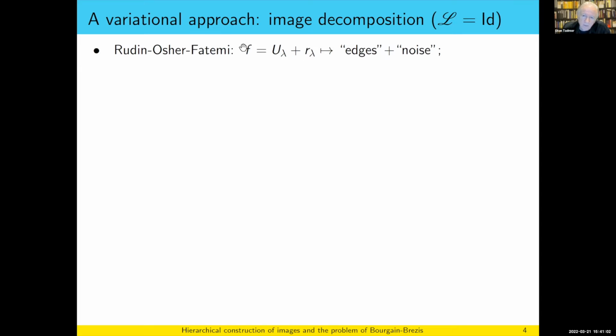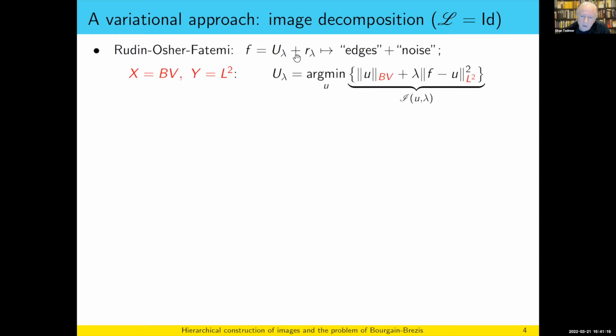So in fact, we observe an image F and we want to decompose it into the original clean image, capital U, at scale lambda plus a noise. The model of Rudin, Osher, and Fatemi, where L is the identity, is just the residual, and suggests to make this decomposition subject to the following choices. Since we have noise, we will measure everything in L2, and it makes sense, therefore, to measure the residual in L2. But the true images will be measured in the space of bounded variation functions.